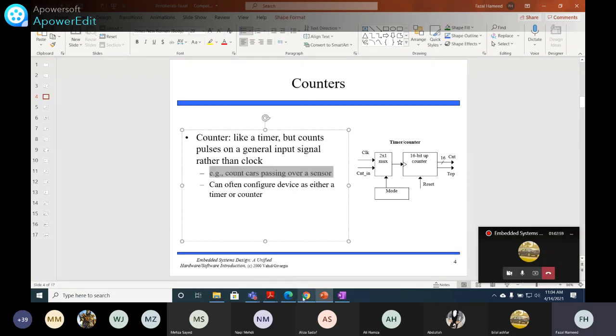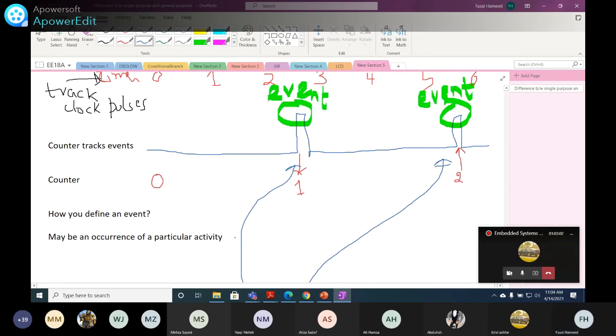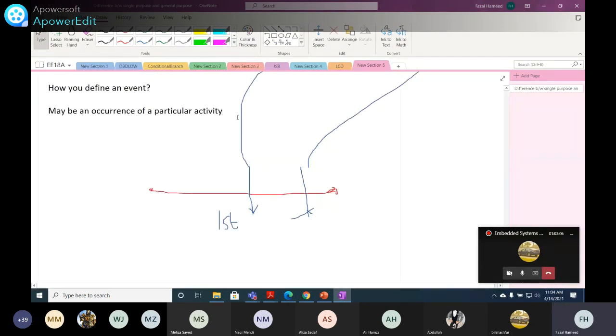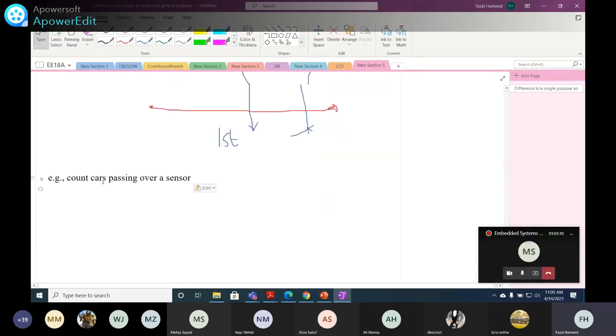What is the application of this scenario? Let's assume cars are passing through. We want to count cars passing over a sensor. What is the application? Where can it be used? Somewhere it must be usable. Where will it be used? Any idea?